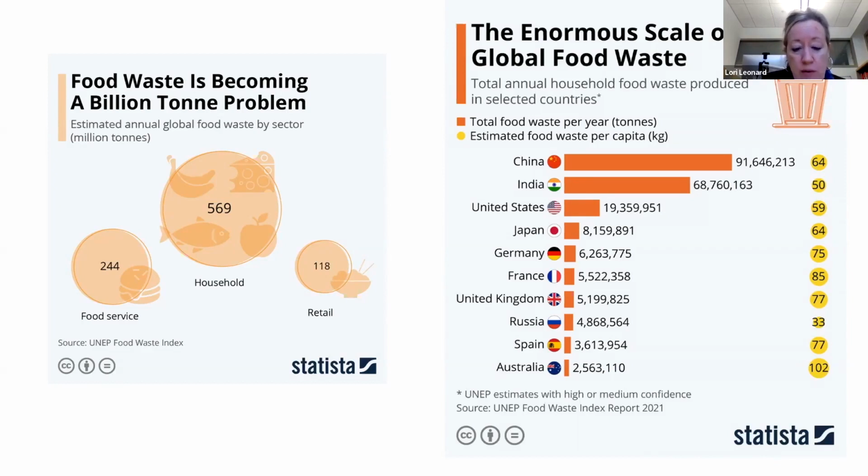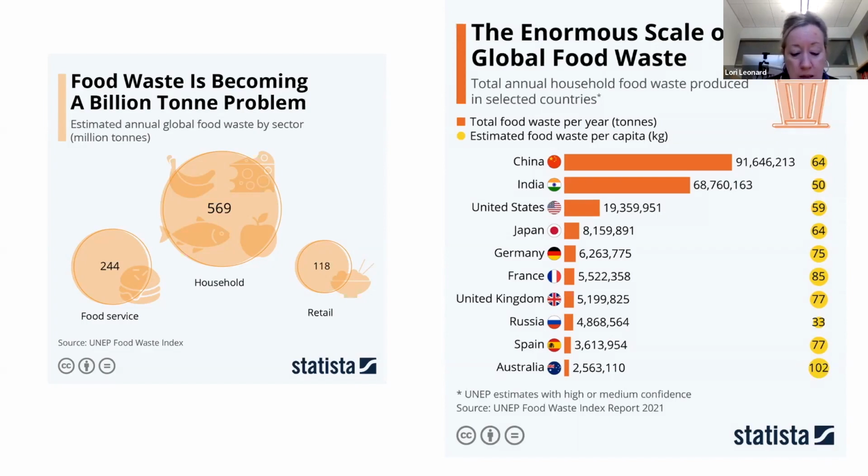One of the key findings from the report is that household food waste is a problem across income levels. It's a problem in poor countries just as it is in wealthy ones, and we need to pay attention to it everywhere. Another finding from this report is that food waste in households may be twice as high as we previously thought. So the graphic on the left shows that households are the source of most food waste, followed by food service and then retail.